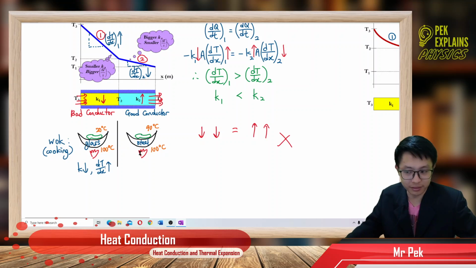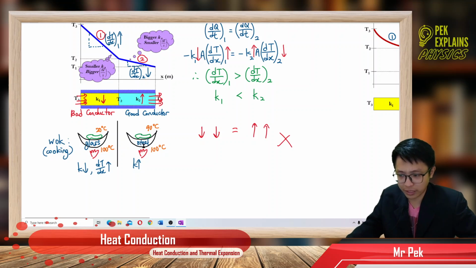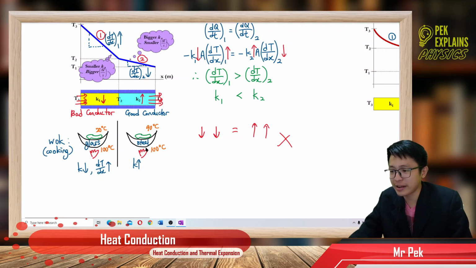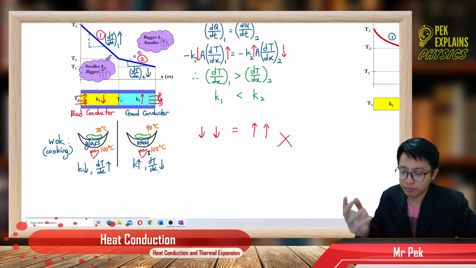So how about the steel wok? The steel wok has a very high K because it's a good conductor of heat. Imagine if you have a steel wok, below is 100 already. Very fast the food is cooked because the temperature gradient is very small. dT/dx is very small. That means in a short while, below is 100. In a short while, the food becomes 90 degrees Celsius.